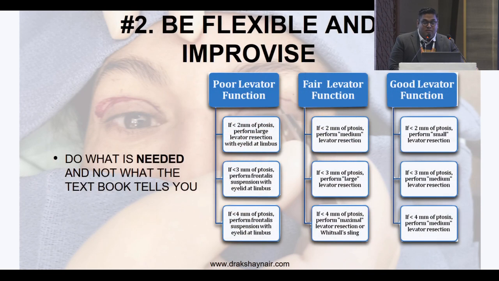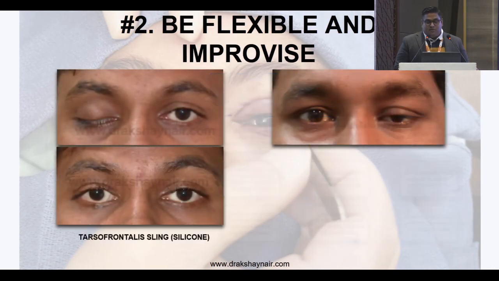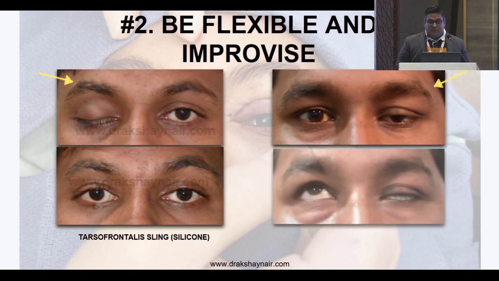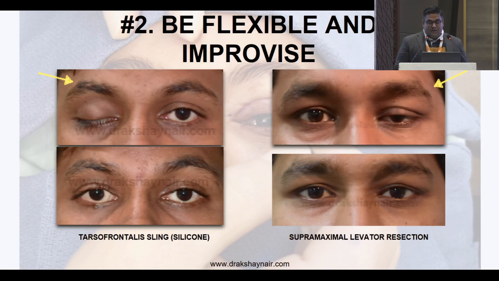So the next rule, rather than a red flag, is that in ptosis you don't always need to do what the book says. If it's severe ptosis with poor levator function, you almost always have to do a sling. You can be selective of the cases and figure out which patients are going to improve, especially in unilateral sling. And with a supramaximal levator resection available, you should harness the option of that to get better results for the patients.